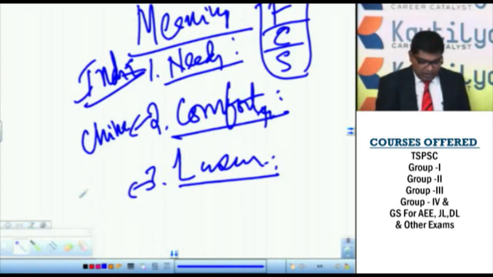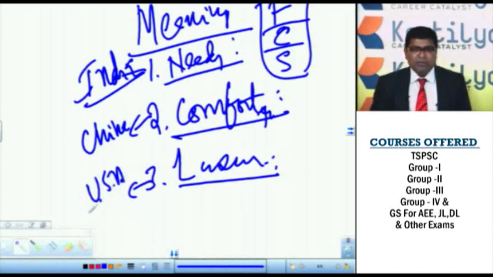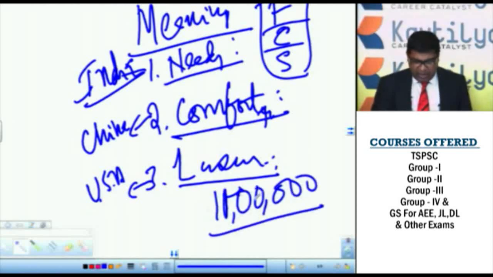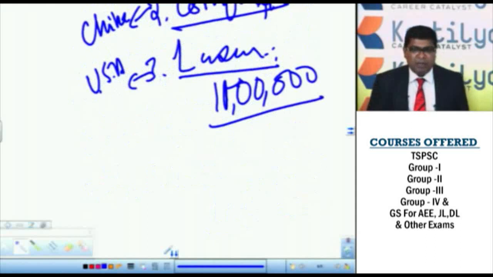And in the USA, people who are unable to meet luxurious items are considered poor. It means people who are not using sports utility cars, people who are unable to spend 11 lakh rupees per annum. One person unable to spend 11 lakh rupees is considered poor. So in the USA, people unable to meet luxuries such as sports utility cars, unable to spend 11 lakh rupees in Indian currency, and people not having guest houses are considered poor. This is all about the meaning of poverty.